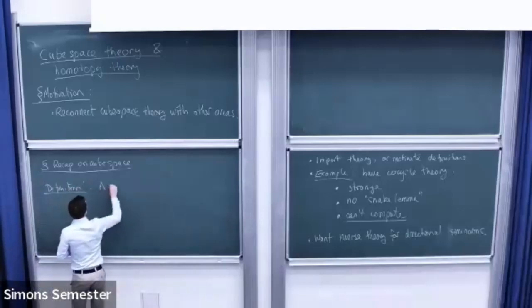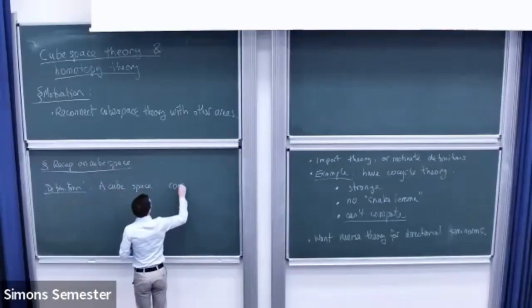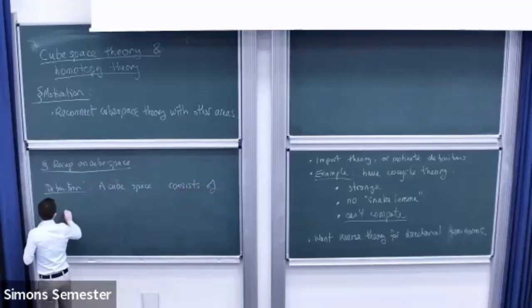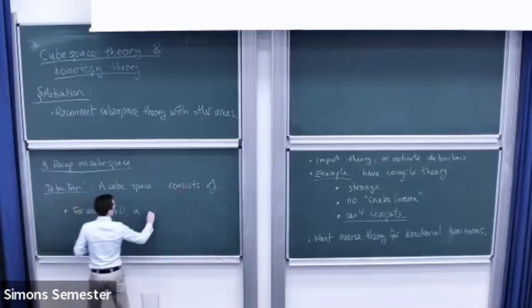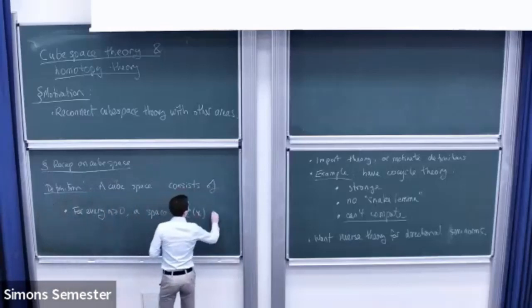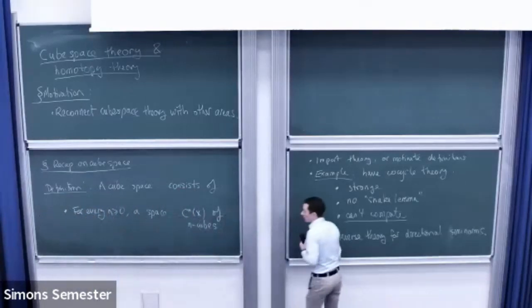So a cube space consists of, so I can define a cube space like this. For every n, I'm going to have a space of n cubes. Yeah, there's a space, by which I mean a topological space. You can assume it's compact if you want to, of n cubes.